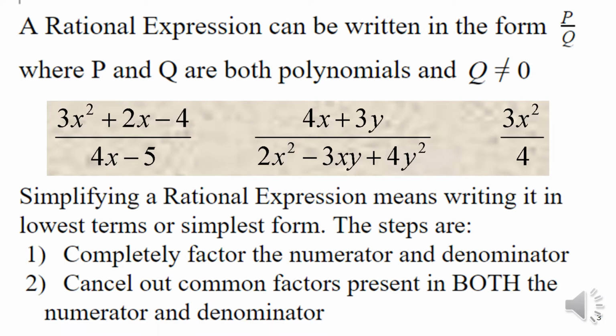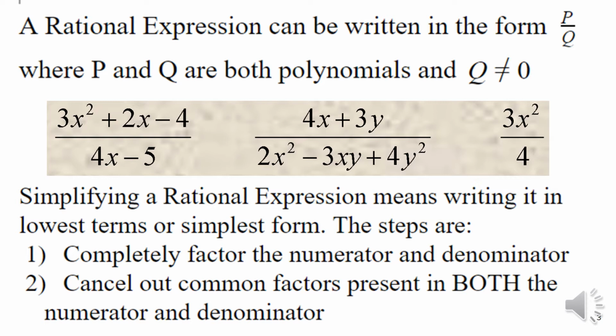A rational expression can be written in the form P over Q, where P and Q are both polynomials, and Q is not 0. So here are three examples. They are all rational expressions because we have both a numerator and a denominator that are polynomials. The most complicated one for students to understand is the far right, 3x squared over 4. But 4 is indeed a polynomial. It's actually a constant monomial.